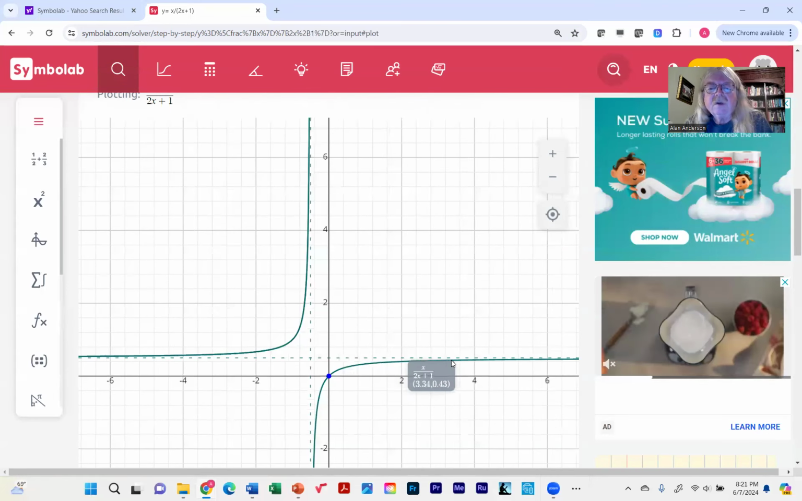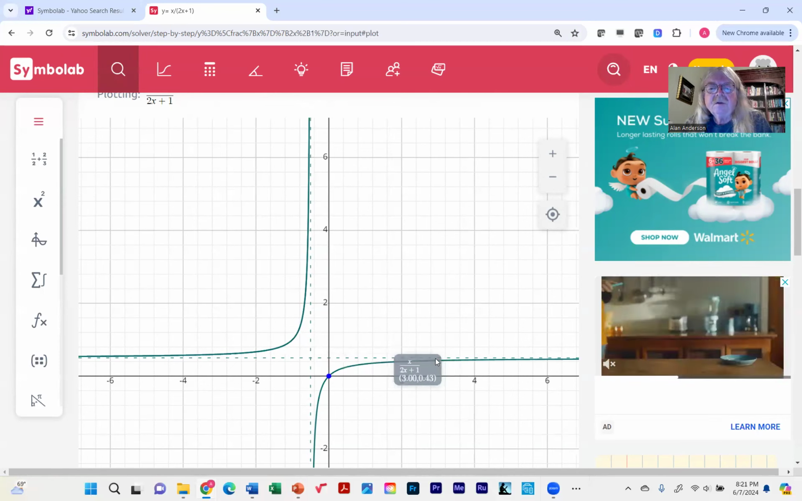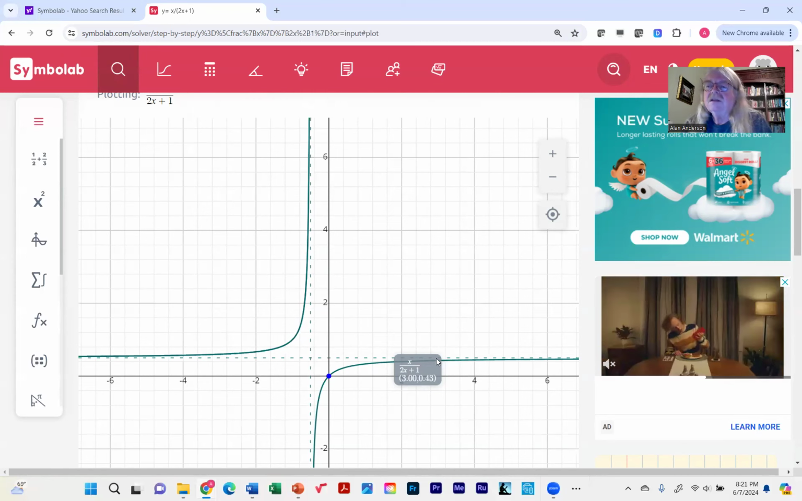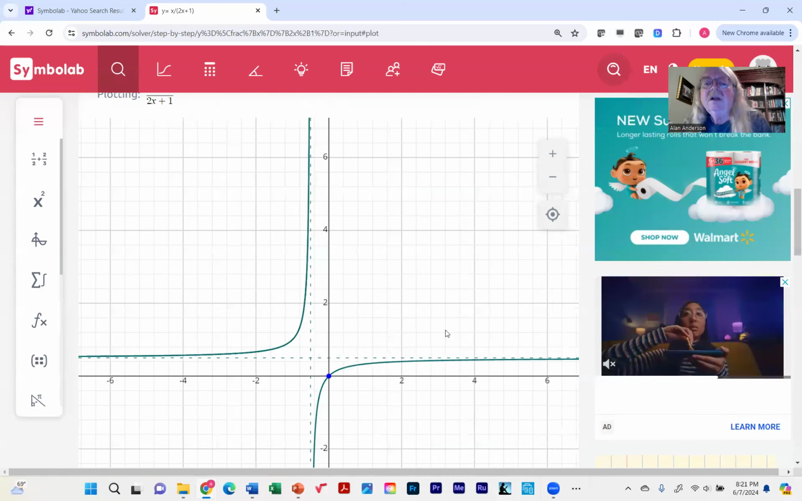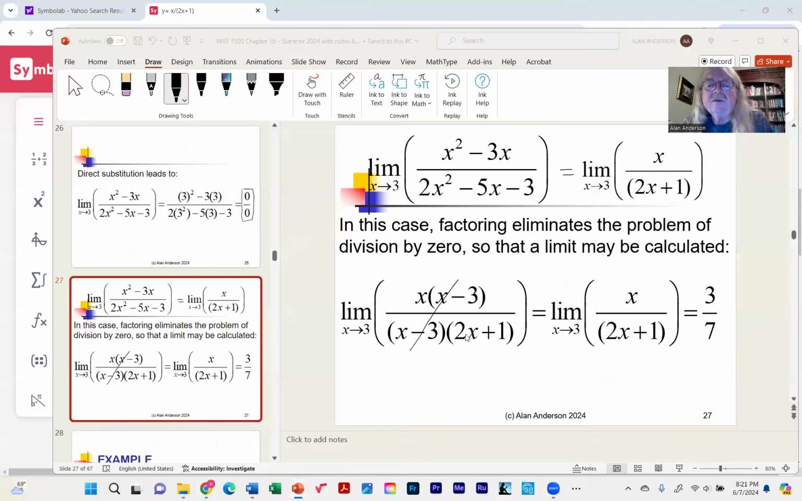So in other words, when x equals 3, somewhere along here, here it is. There's no hole there. Otherwise, these are the exact same function. So therefore, the limit of what you're seeing here is the same as the limit of the original function. And of course, now we can solve that very simply by plugging in x equals 3.